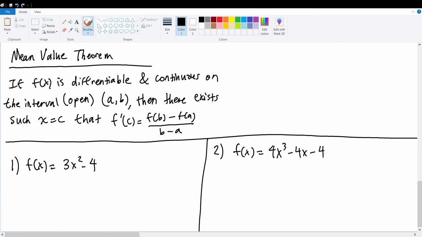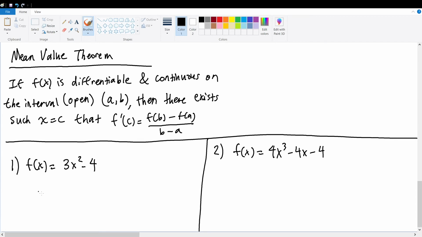Welcome back, everybody. In this video, we're going to be going over some examples of the mean value theorem. And this is going to be an intermediate leveled video where I explain some very easy examples of the applications of mean value theorem, and in future videos, we'll be applying them to much more complicated functions.